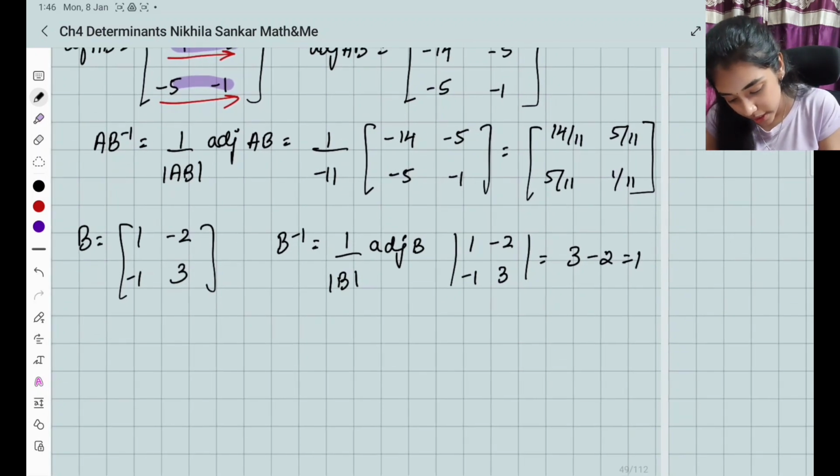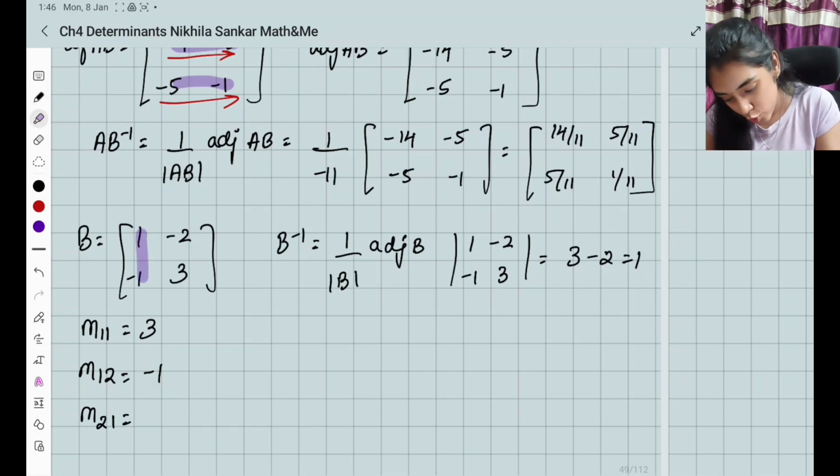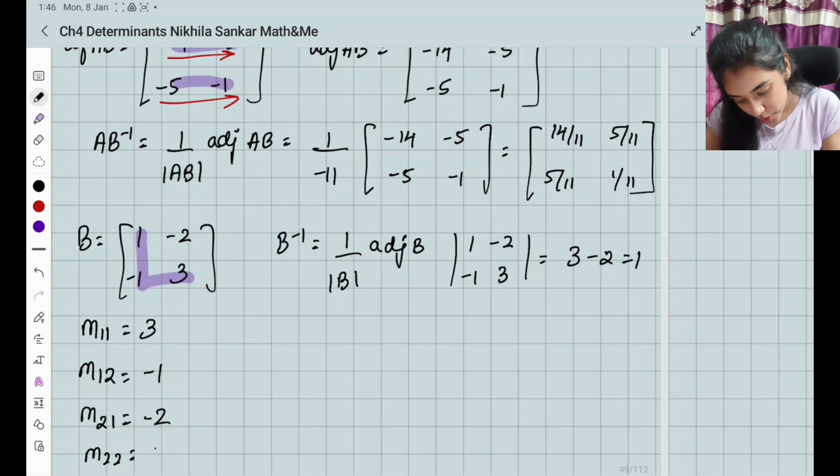Now can we find adjoint B? So minor M11 equals 3. M12 equals minus 1. M21 equals, understood? For M21, I am going to hide these two. So I have minus 2, and M22 equals 1. For M22, I will hide this. So I have 1. Okay, now the cofactors.